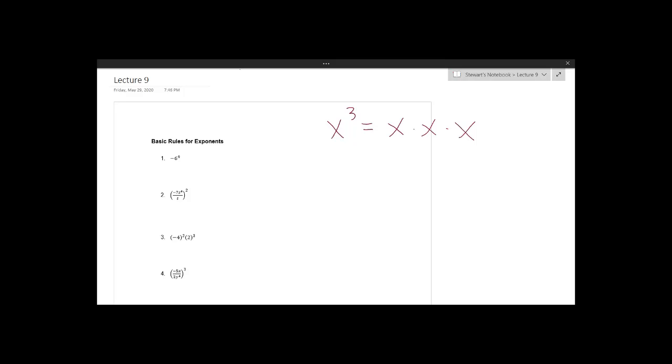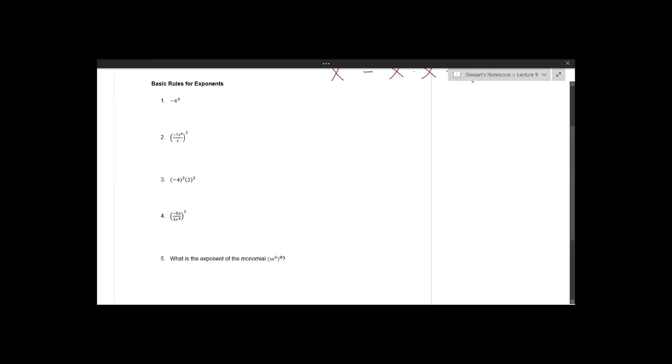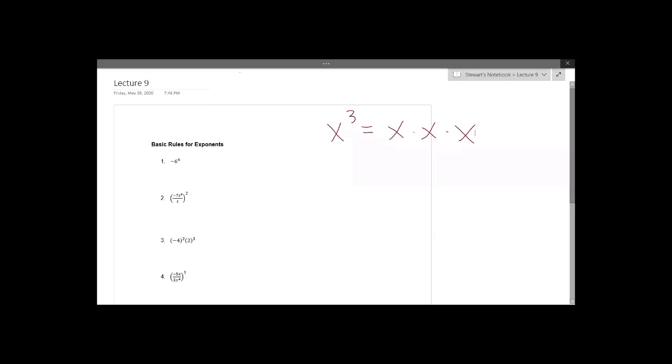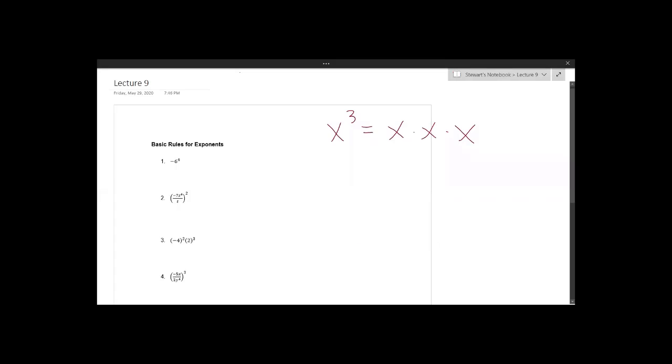It's good to note, I don't recall if it shows up in here, but it might show up later, that any number raised to the 0 power, an exponent of 0, is going to equal 1. Anything raised to the 0 power will equal 1.